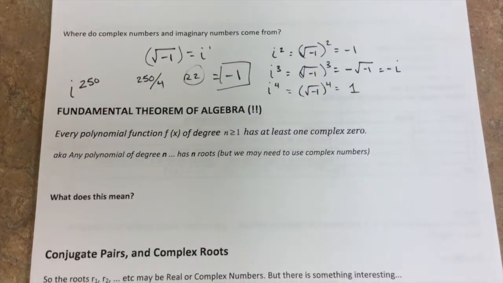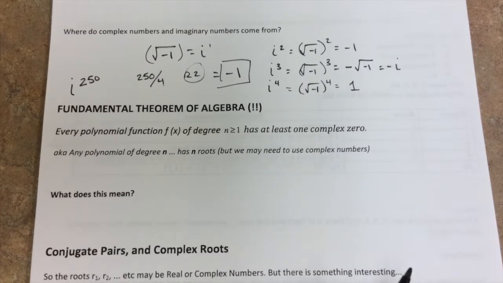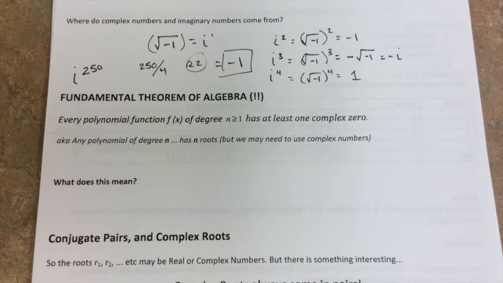So now we get to the big deal, the fundamental theorem of algebra. I even put two exclamation points after it. I'll just read it: every polynomial function f of x of degree n greater than or equal to 1, so that means if our degree is at least 1, has at least one complex zero. Another way of saying that: any polynomial of degree n has n roots, which is kind of what we were talking about before, but this caveat comes into place, that we may need to use complex numbers.